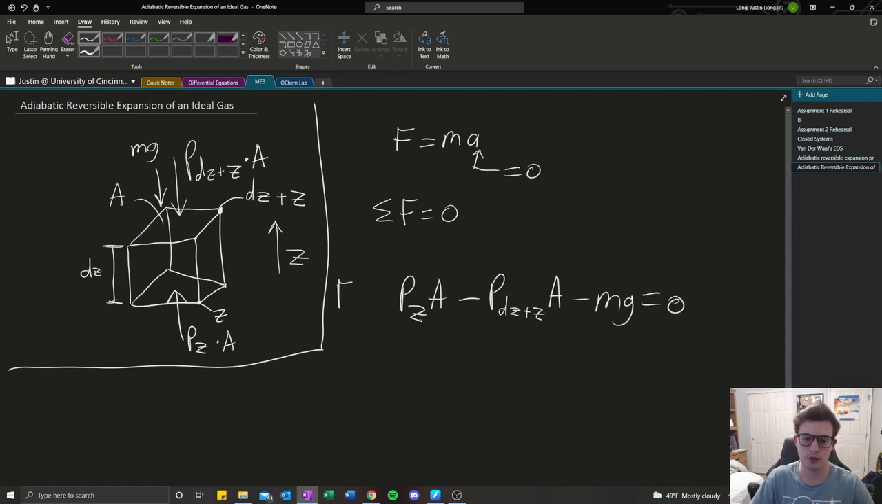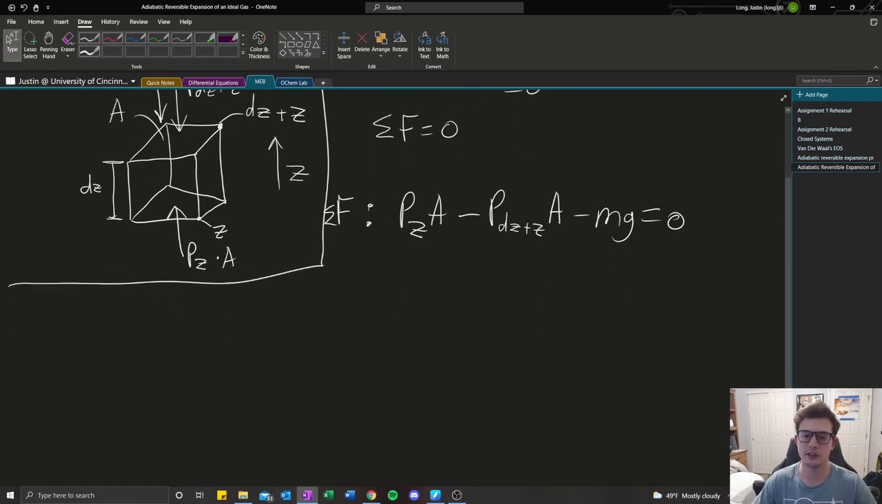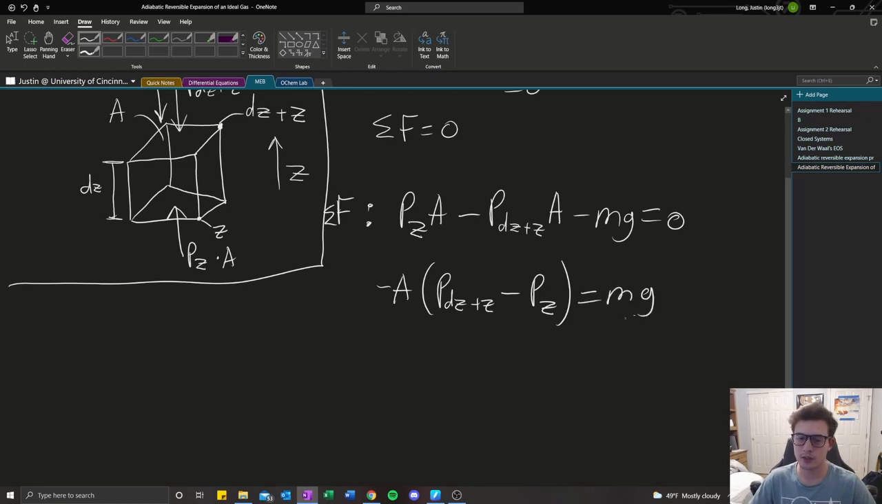And I'm just going to write the sum of forces here. And so what we can do is start manipulating this equation. The first thing we're going to do is pull out a negative A. So then we get the pressure at dz plus z, the pressure at the top, minus the pressure at the bottom. And then I'm going to move the mg to the other side just to make it positive.